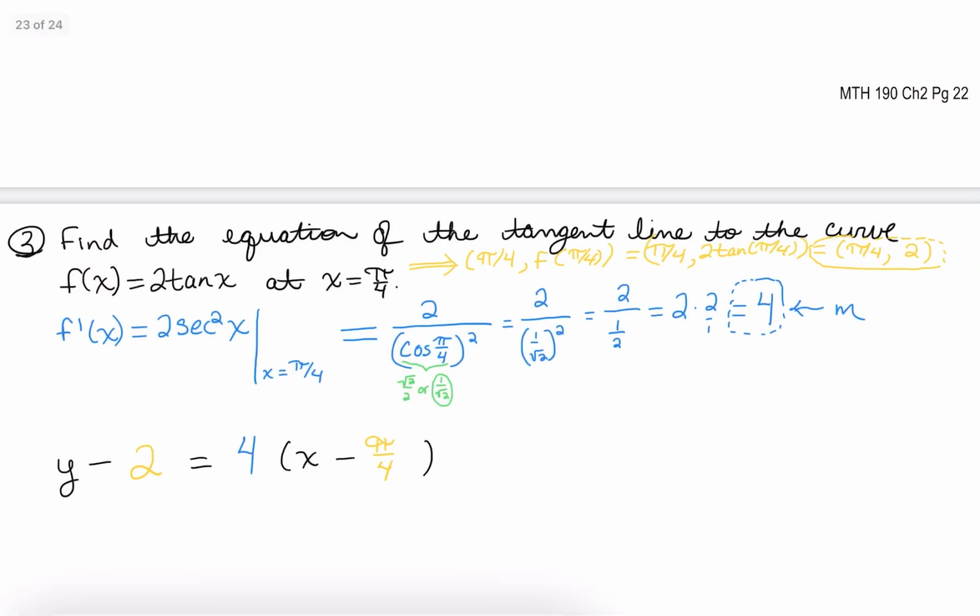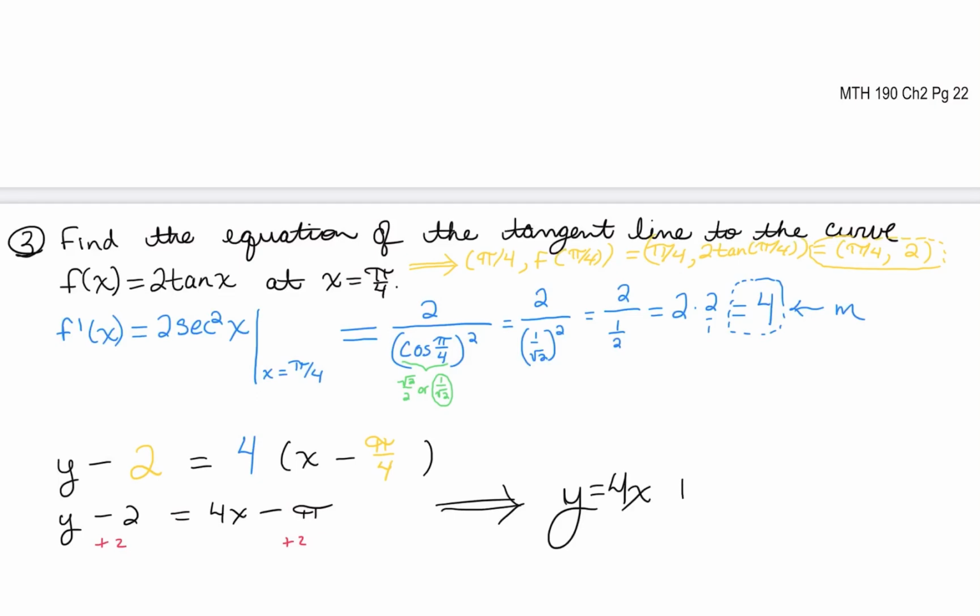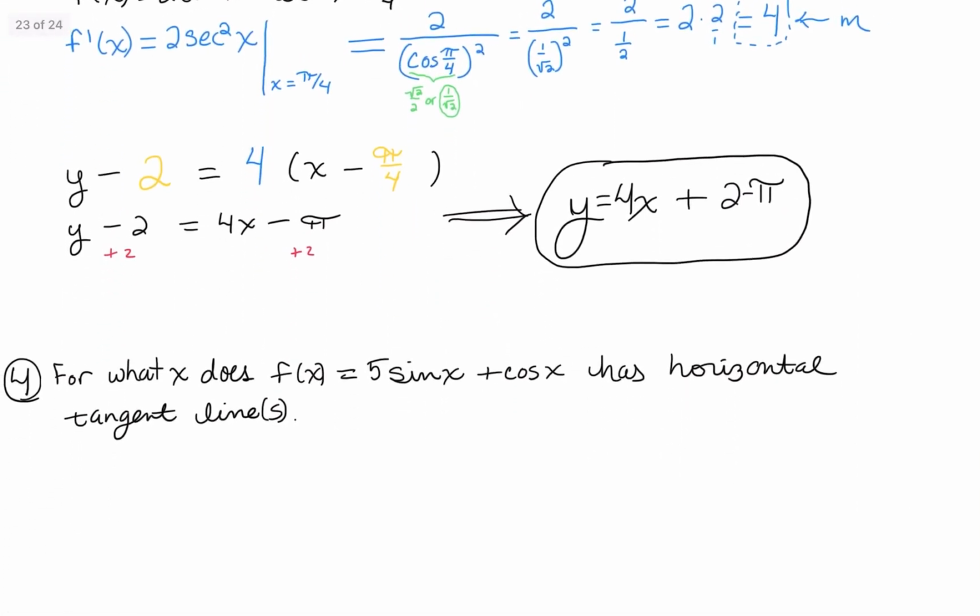And then just finishing this out, doing a little bit of distributing, we would have 4x minus, those 4's would reduce, and we would just have pi there. And then, of course, our last step, simply adding 2 to both sides. We're going to end up with our final answer here, y equals 4x plus 2 minus pi. And again, you want to leave it in an exact form unless you're prompted to go to a decimal approximation.